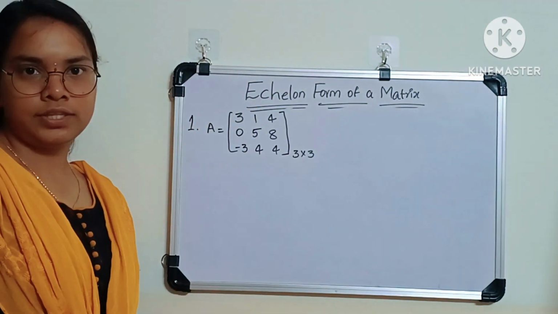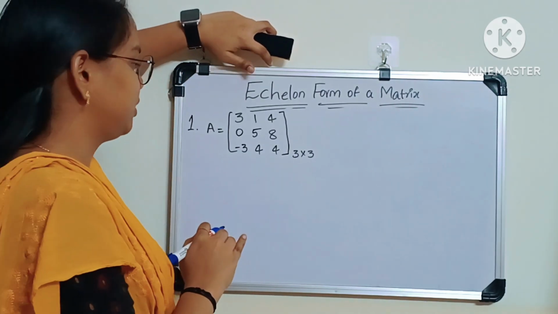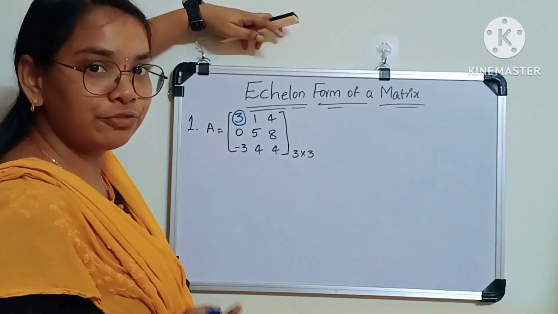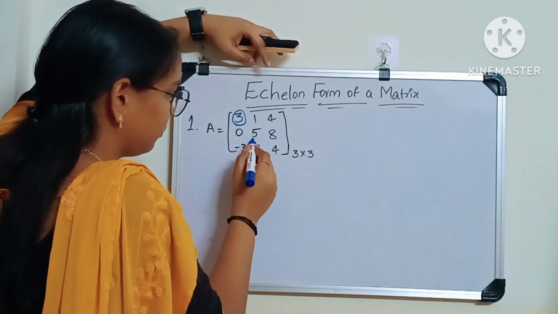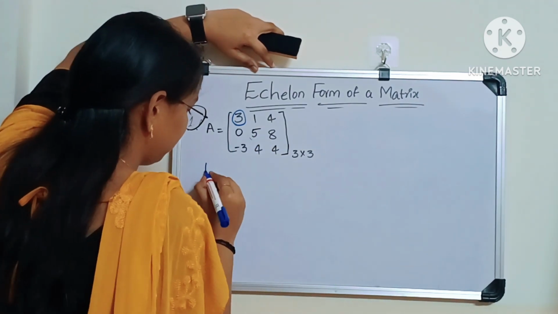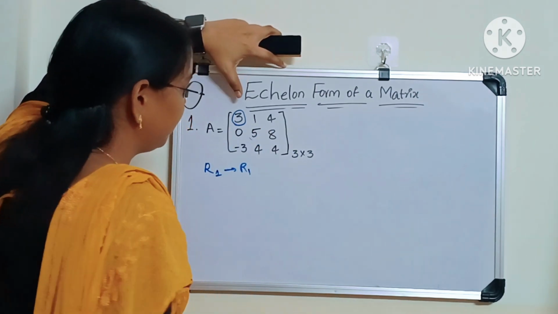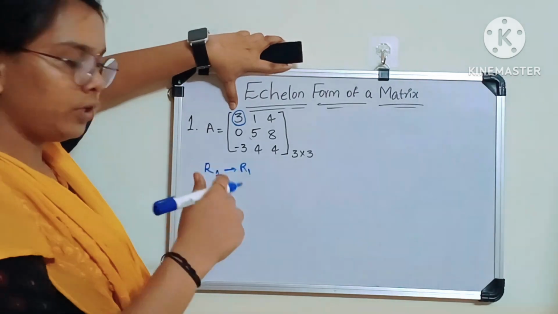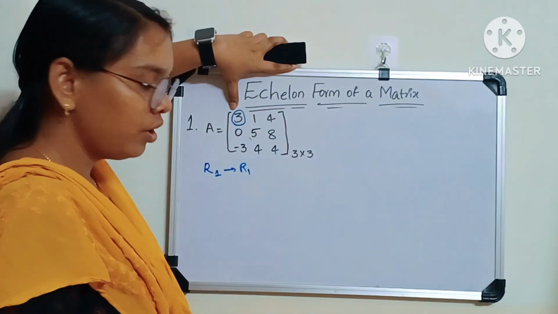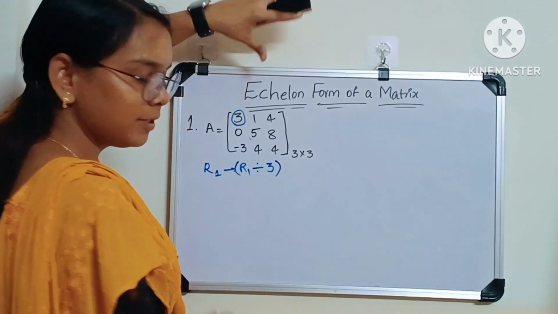Now we will start solving this problem. For that, firstly, as per the definition of echelon form of a matrix, we have to convert the first non-zero element of each non-zero row into 1. For that we will use row operations. First we will convert the first row: R1 tends to R1 divided by 3. If we divide by 3, we will get 1.